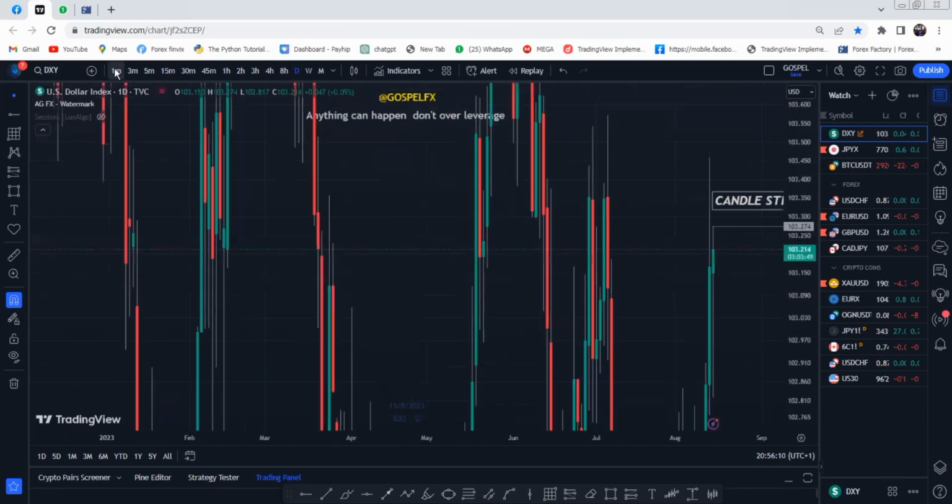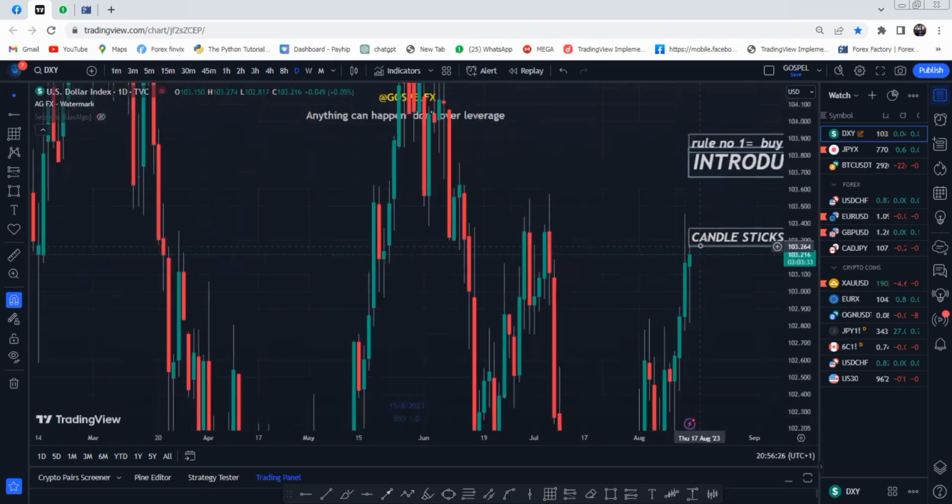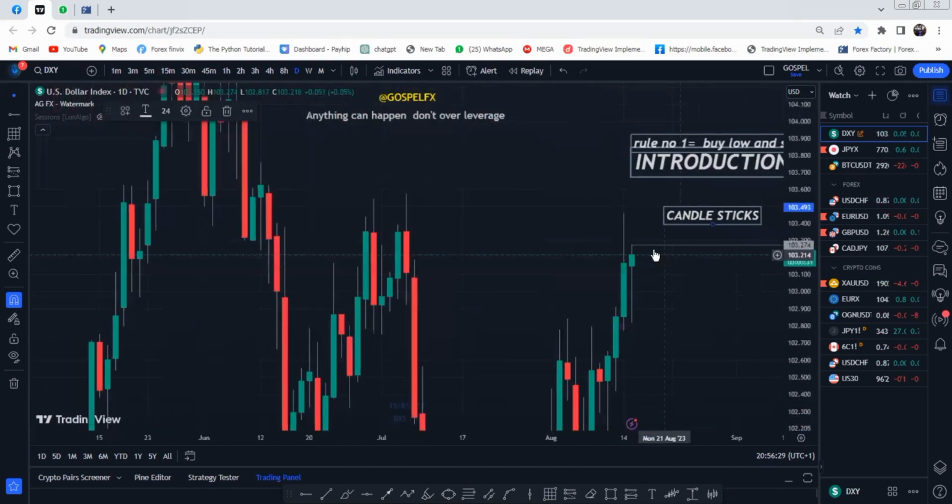And what you see right up here, which is the 1 minute, 3 minute, 5 minute, 15 minute, 30 minute, 45, 1 hour, 2 hours, and so on, we call these time frames. Now, these candlesticks are formed based on time. They are formed based on timing.